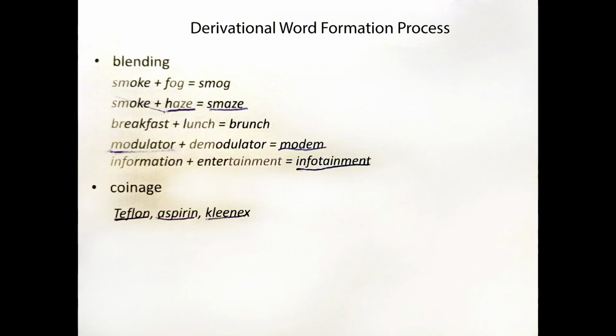Teflon is a tough synthetic resin used to coat non-stick cooking utensils, right? So it's basically a newly invented object which people give a name to. Aspirin is a tablet of a pain-killing drug, right? It's a newly invented object and people give a name to it. Kleenex, a brand name of an absorbent disposable paper tissue, right?